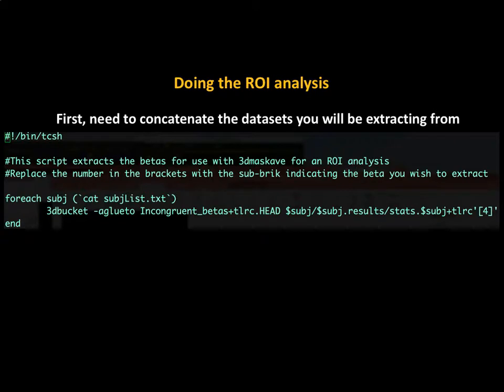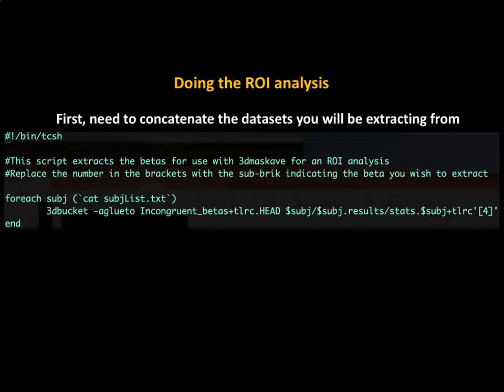Again, first time, this is going to seem totally arbitrary, and it really kind of is. But we use that to then say, okay, in this iteration of the for loop, replace dollar sign SUBJ with sub01, same thing here, same thing here. And 3dbucket is a way to concatenate all these data sets together. So I'm looping through every subject in my directory, and I'm gluing that onto this bucket data set, which is just a bunch of data sets concatenated together.